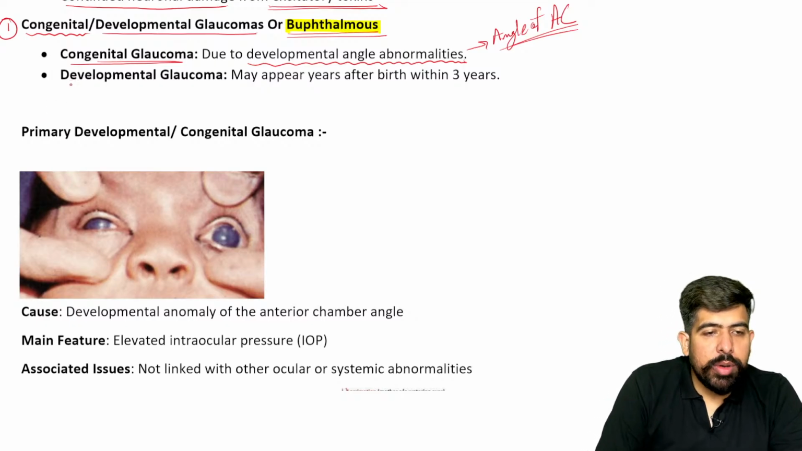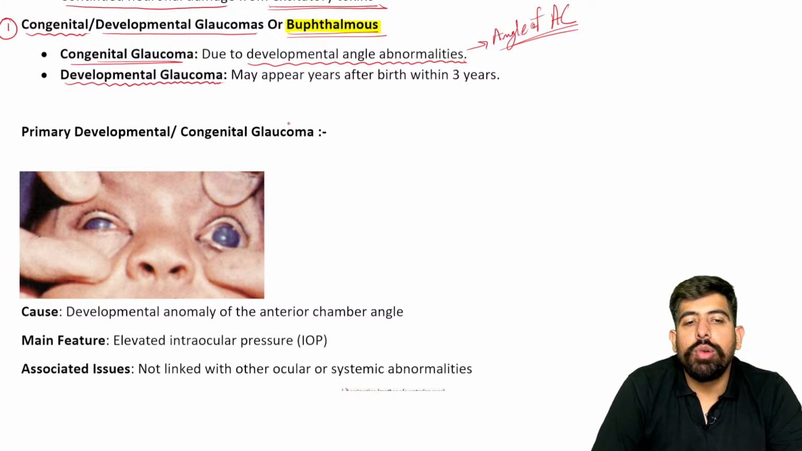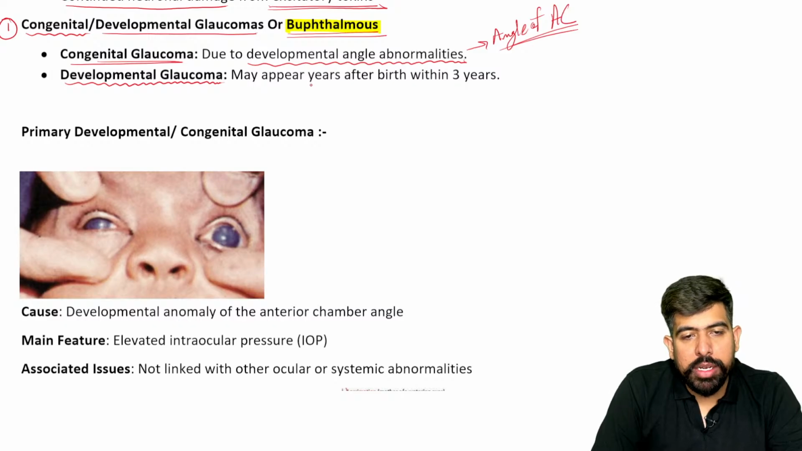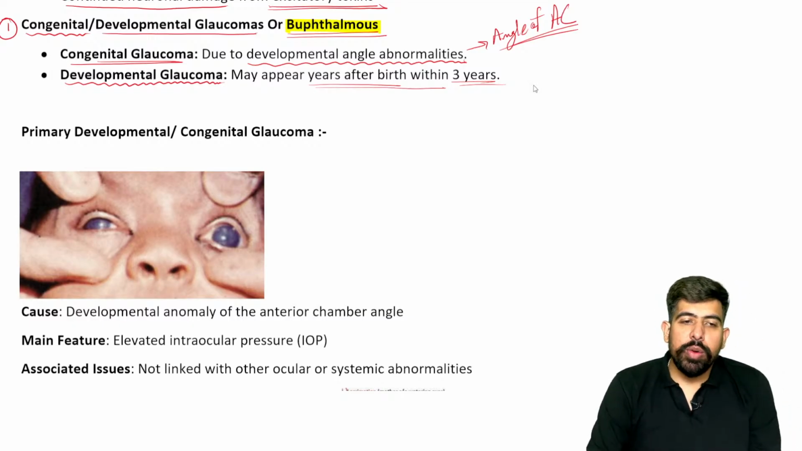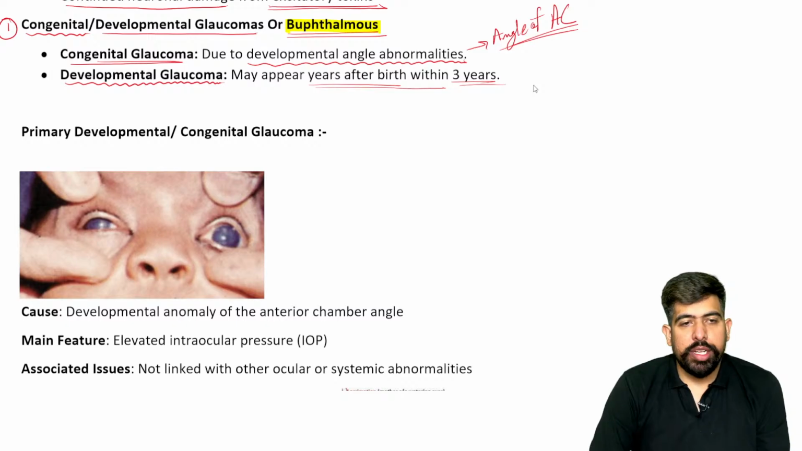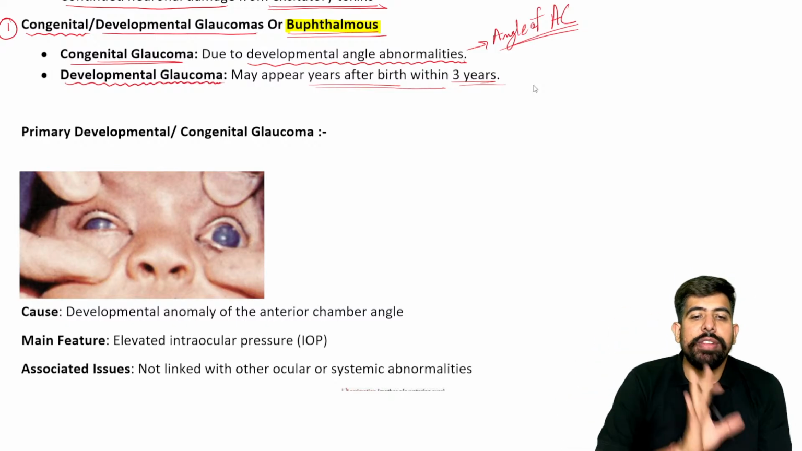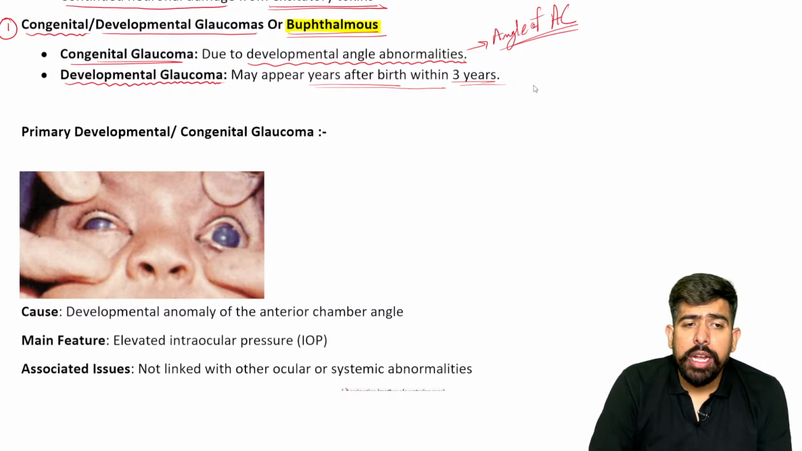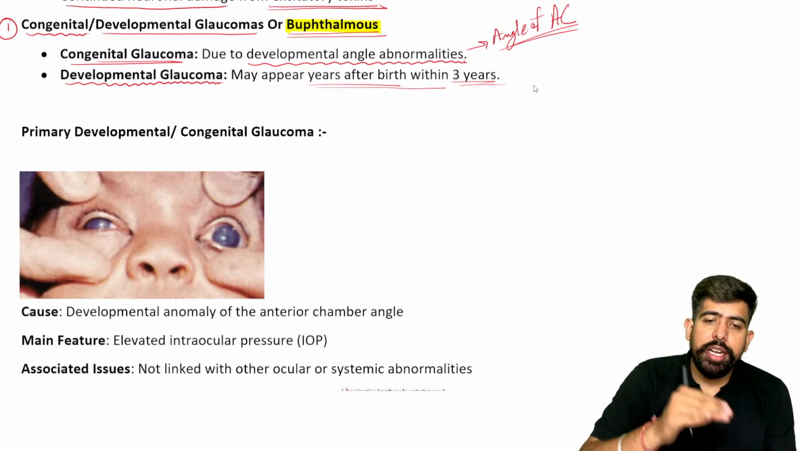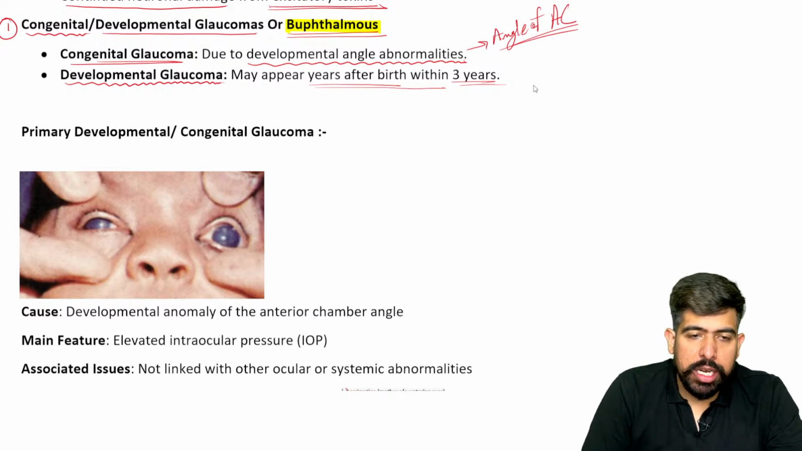Next is developmental glaucoma, which appears in the years after birth, within 3 years. That is known as developmental. Now, congenital means that when the child is born, it is present with the glaucoma at birth only. In the developmental period, within 3 years, the patient gets the glaucoma.